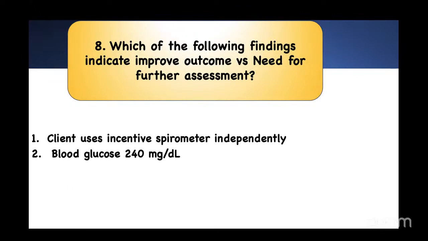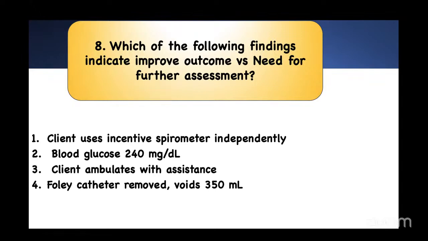So this is the first. The client uses the incentive spirometer independently, right? First, he uses it, and then the pain is getting better. Now he can do it on his own. He doesn't need the nurse to help him. His blood glucose is now 240. Do you think he needs further assessment on that, or he has improved?